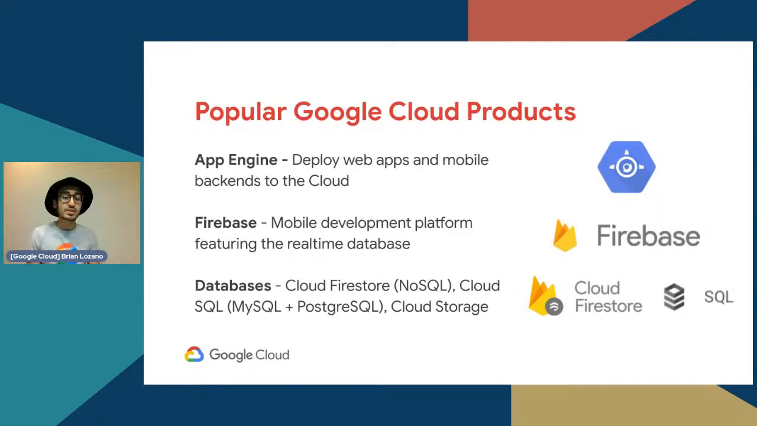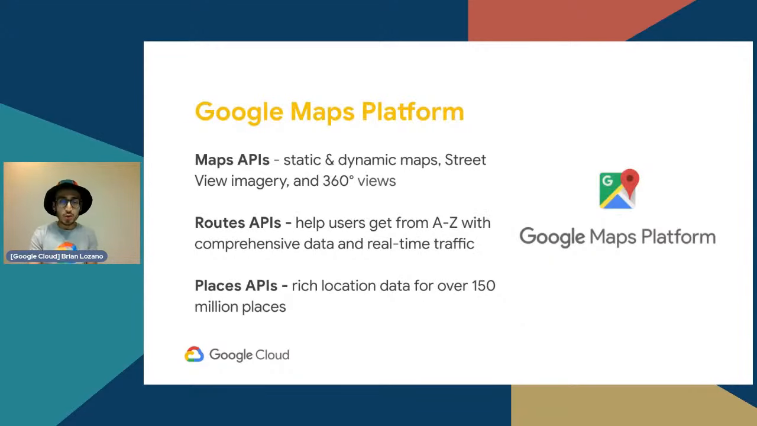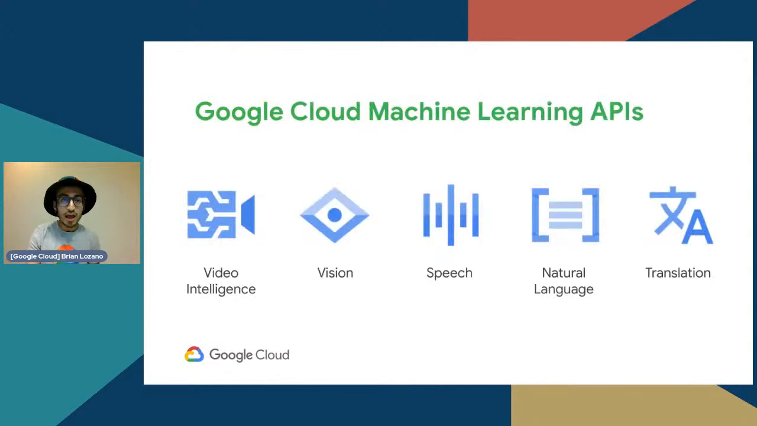Some of our popular cloud products are App Engine, which helps deploy web apps and mobile backends to the cloud, and also Firebase. Firebase is our mobile development platform featuring the real-time database. Some of our databases are Cloud Firestore, Cloud SQL, and Cloud Storage. We also have the Google Maps platform that helps you analyze the data within Google Maps in a series of API formats.